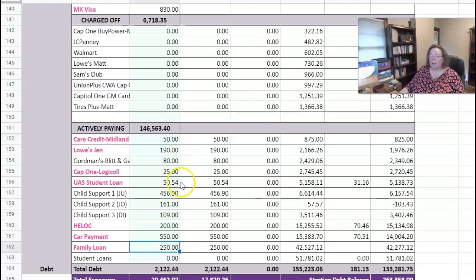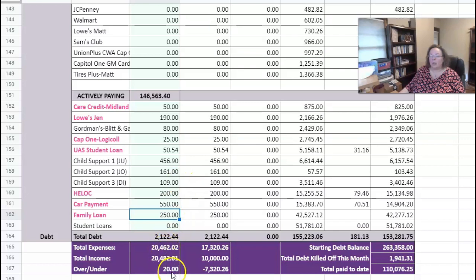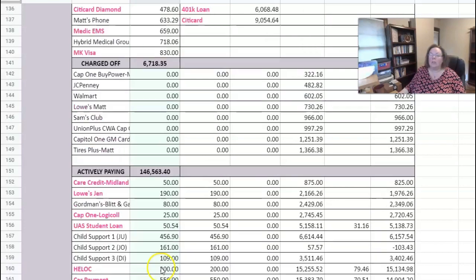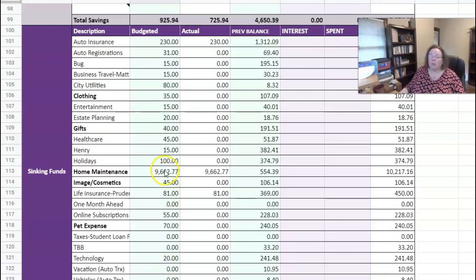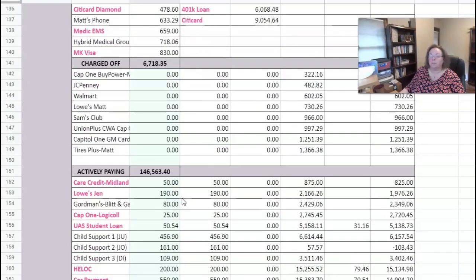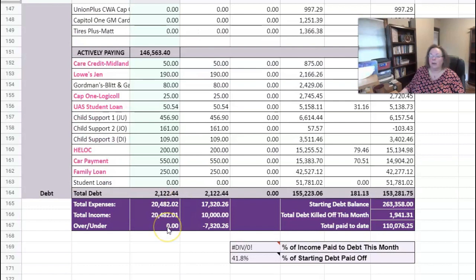Now, let's go down here and look at the totals. So I'm off by $20. I have an extra $20 because of the changes that I made. I'm just going to add this because we do a zero-based budget, and we want these two numbers to match. So I'm going to go up here to that sinking fund and add $20 to it, so we'll do $9,682 instead. And that should bring us to zero.